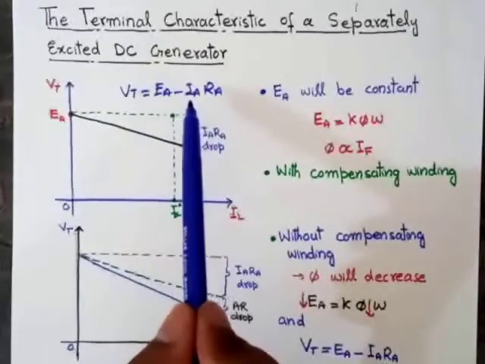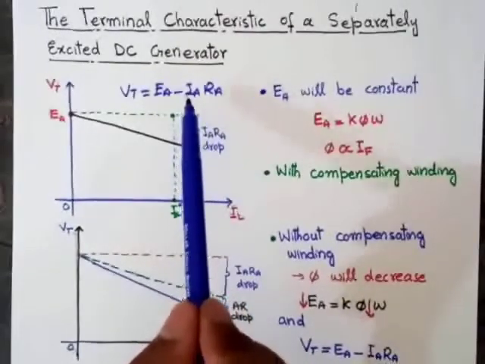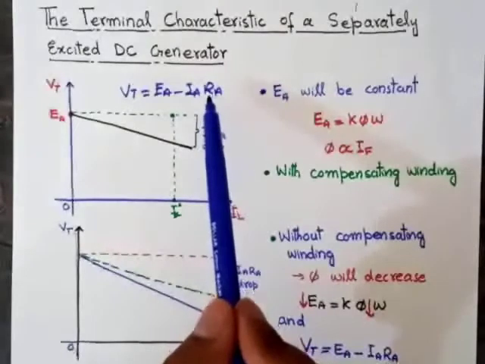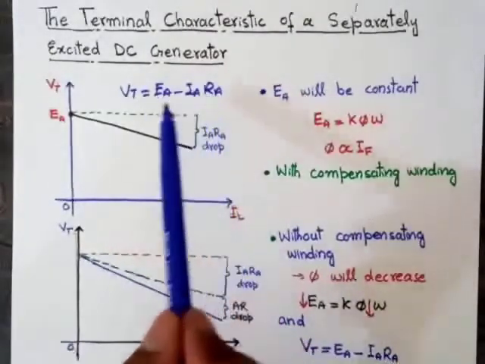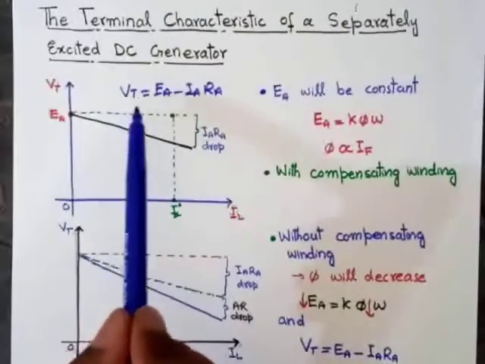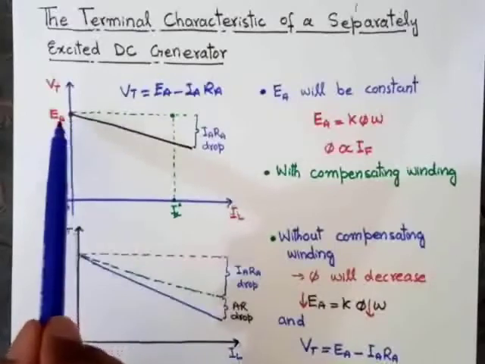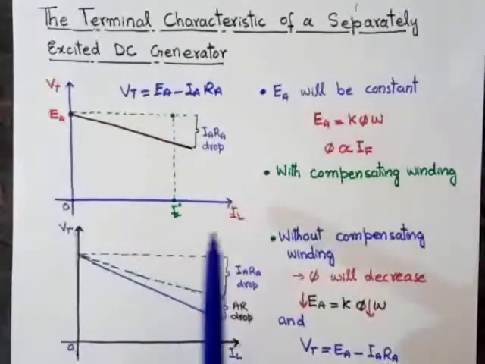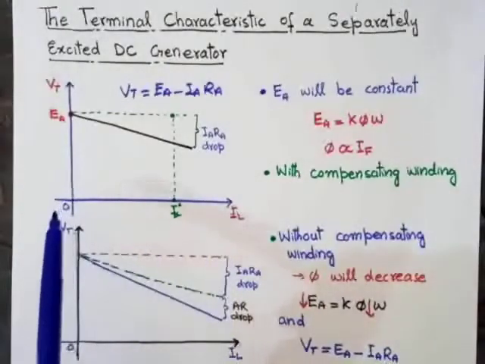This factor will become zero, because in case of no load the armature current will be zero. When the current is zero, 0 into Ra, this whole factor will be equal to 0, and the remaining equation will be Vt equal to Ea. That's why this point will be Ea in case of no load, when the line current or armature current is 0.